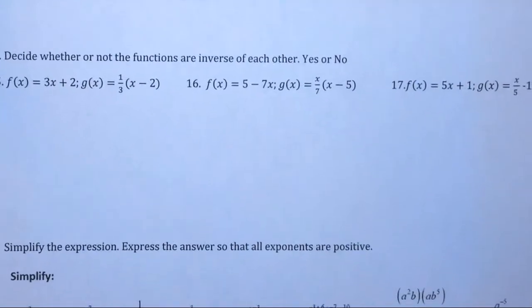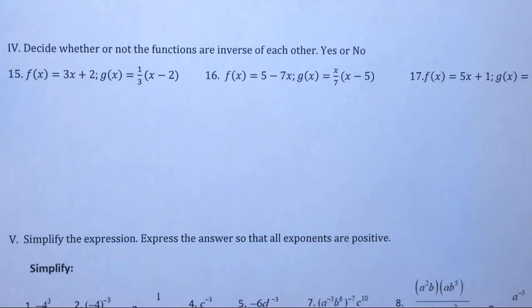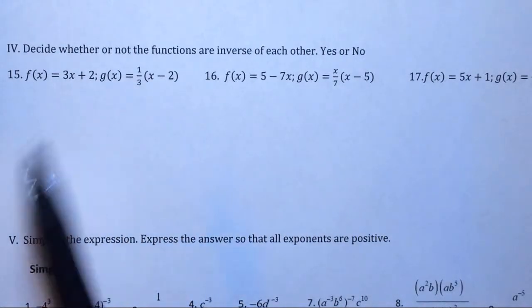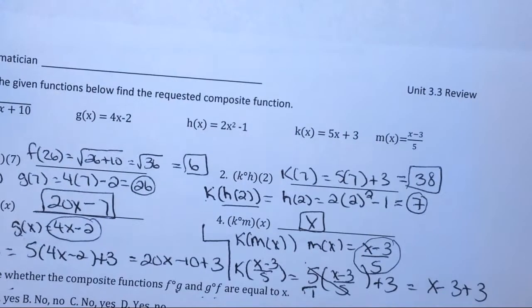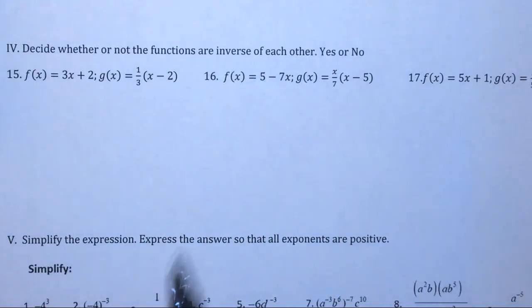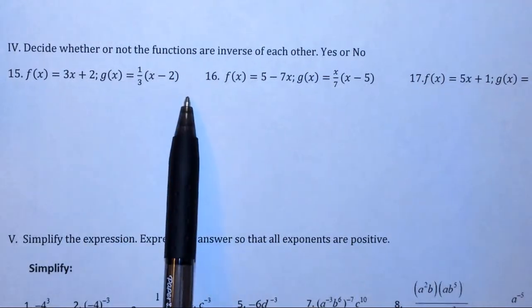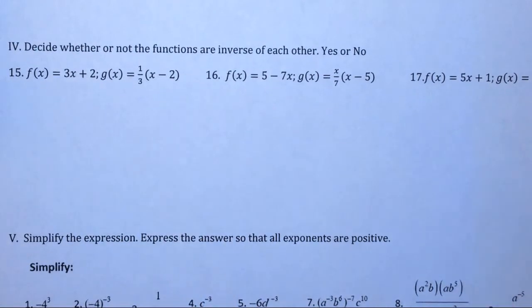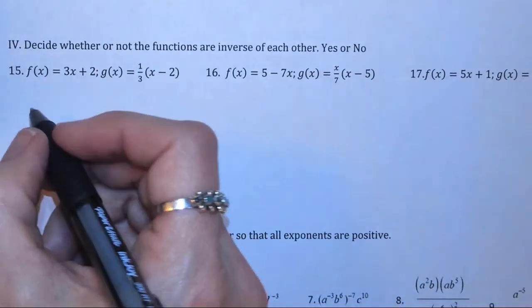On 15 through 17, it says decide whether or not the functions are inverses of each other, yes or no. They don't tell you how to decide, so at this point it's a decision you get to make. You could, if you wanted, do like we did on the front and do f of g of x and see if they both equal x. Or you could simply go solve this equation for the inverse and see if it matches. To me, y'all seem to do better at that, so that's going to be my approach.